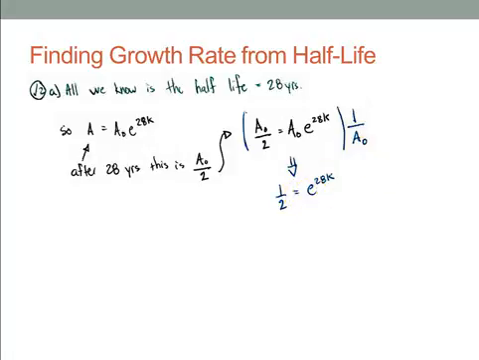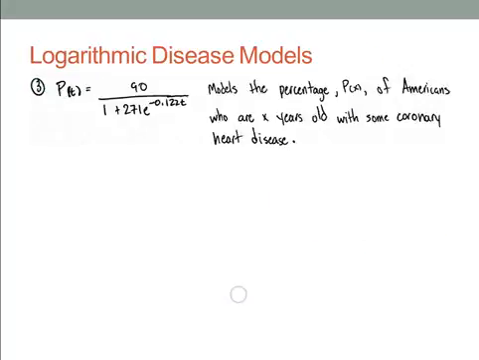Bonkers. Because now I can just take the ln of both sides, the natural logarithm, and we know that by taking the natural log of e to the number, I'm just left with the exponent. Solve for k, and k is about negative 2.5%, or negative 0.025. Awesome. Okay, so we can apply this, and doctors apply this using logarithmic disease models.